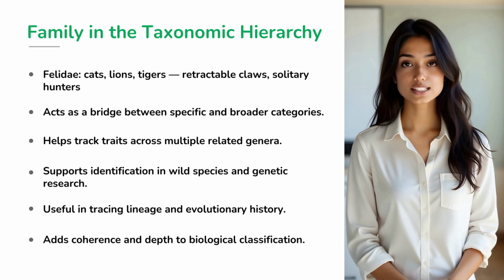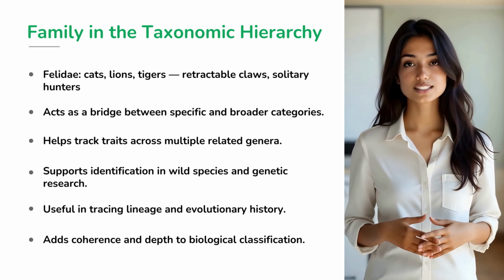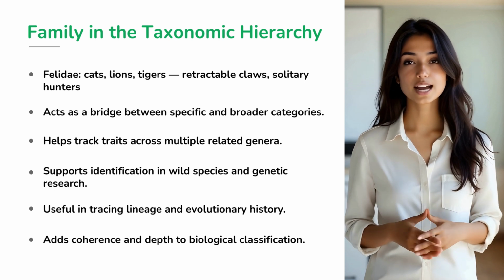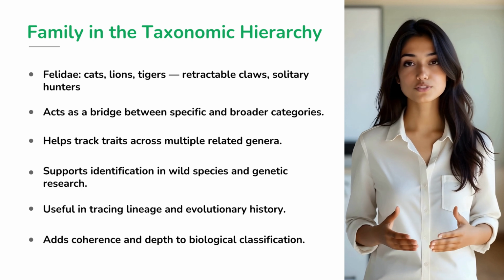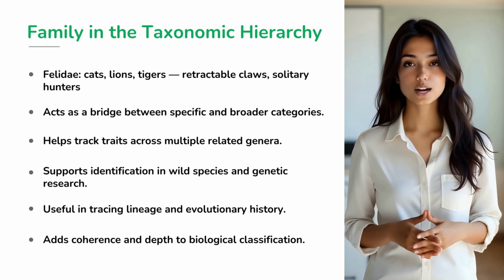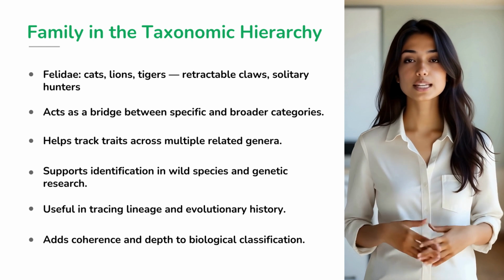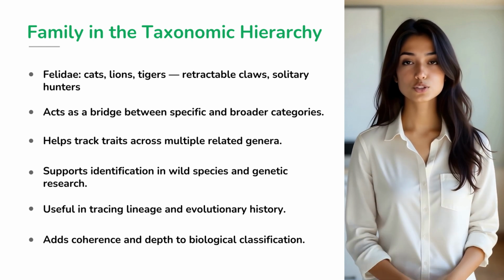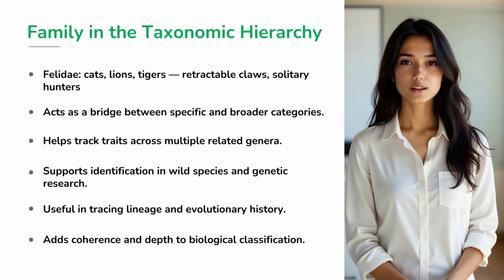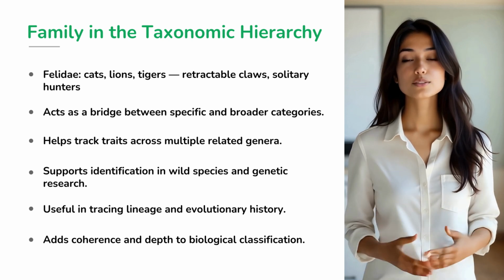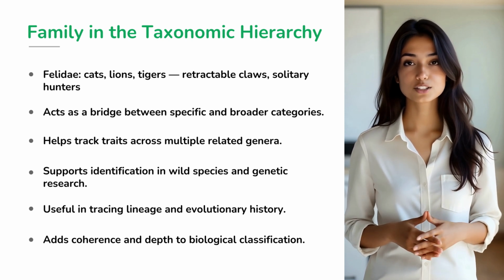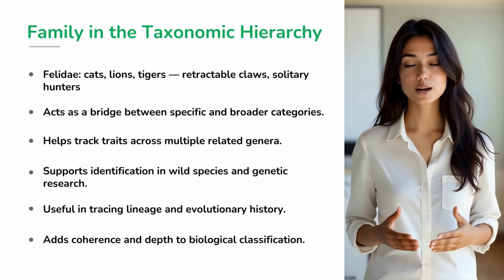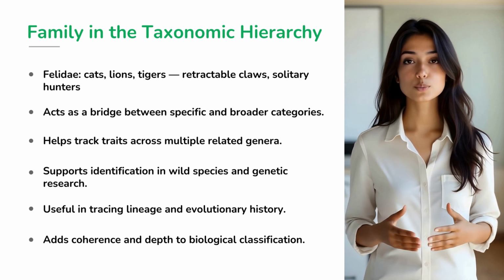In the classification ladder, family sits above genus and below order. It acts as a bridge connecting detailed traits of species and genera with the broader features of an order. By identifying an organism's family, scientists can track evolutionary traits across multiple genera, identify wild relatives of cultivated species, and even conduct genetic or medical research that spans related groups. The family level ensures that taxonomy remains both precise and well-structured.